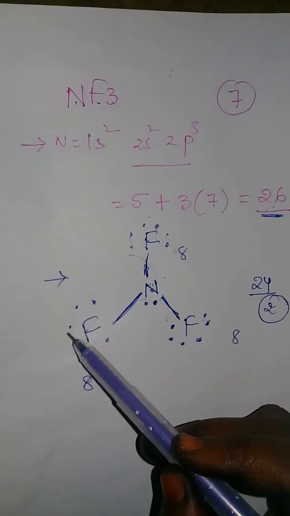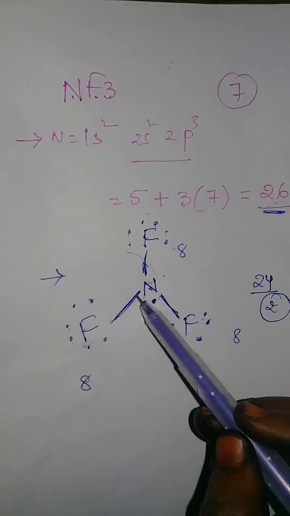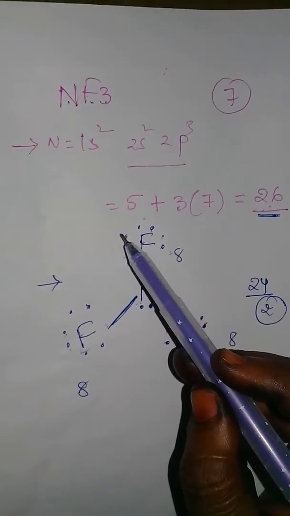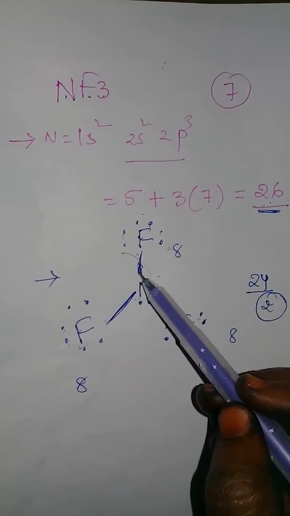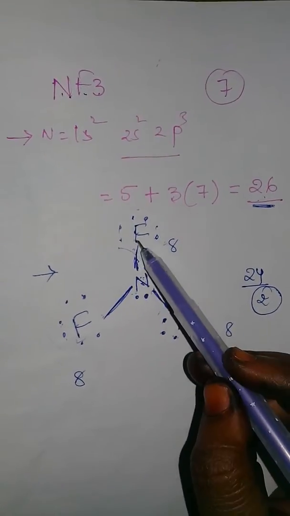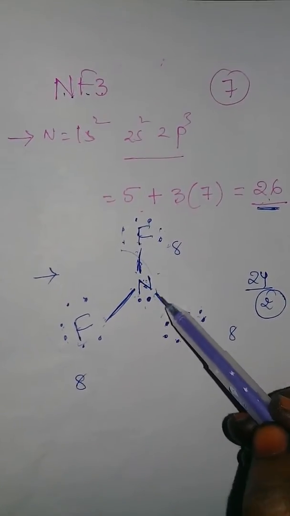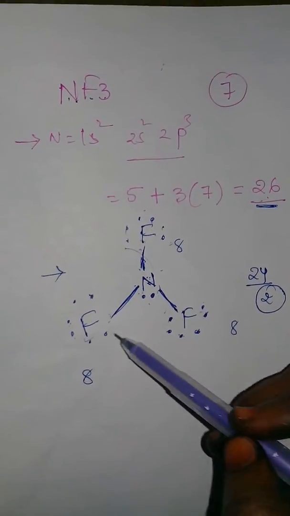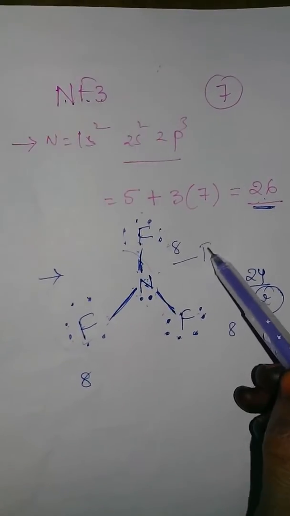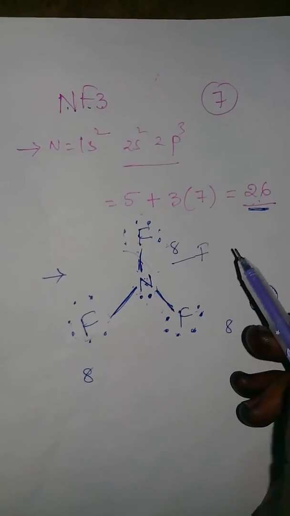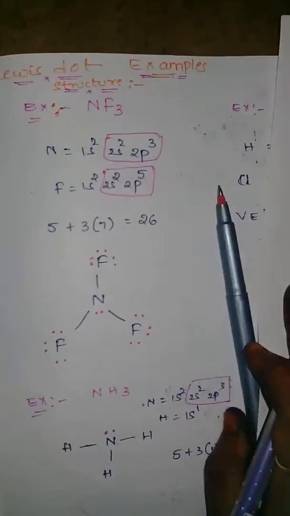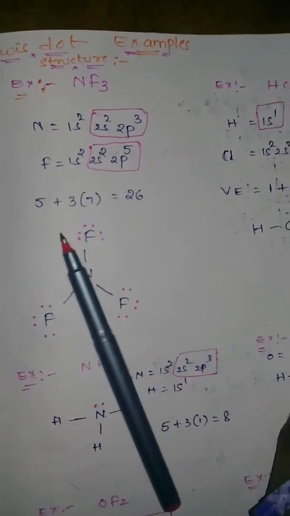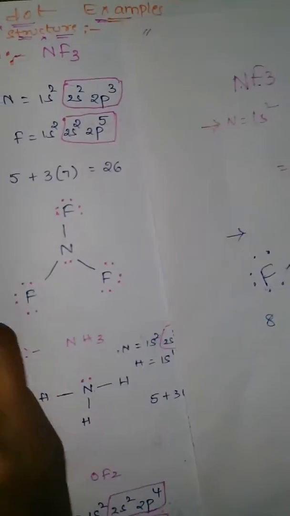See, 1, 2, 3, 4, 5, 6, 7, 8, the octet rule is followed. Each fluorine has 8 electrons, and nitrogen also has 8. These 4 atoms follow the octet rule. This is the way to draw the Lewis dot structure, and this is the structure we draw.